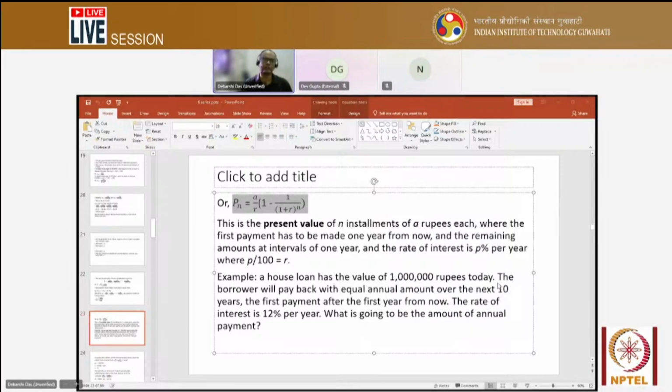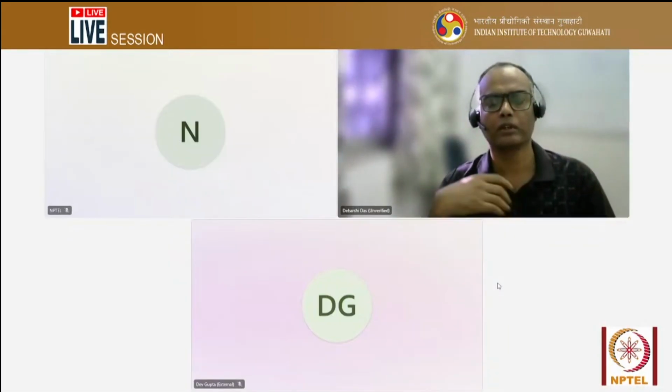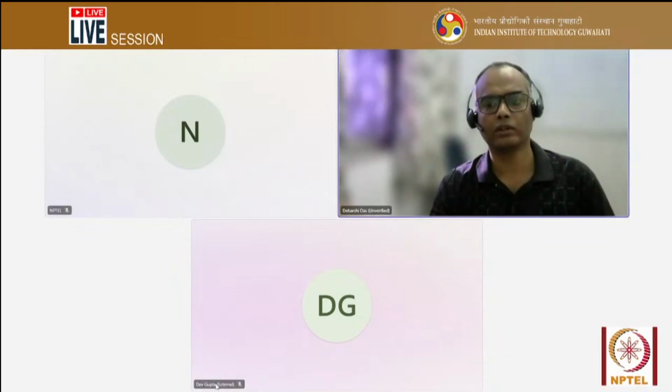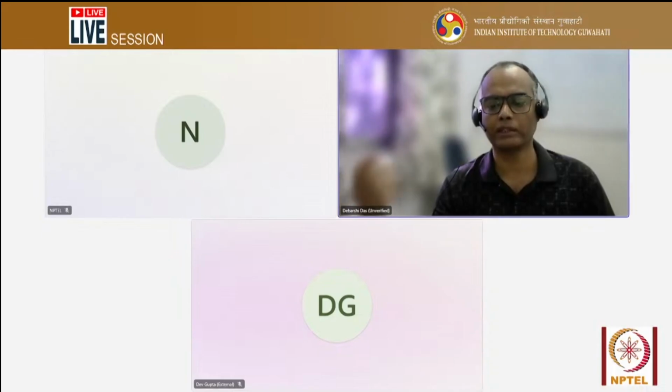Okay, so let me stop the sharing option. So this is the way in which you can use this in various applications. For example, suppose you are doing some investment, right? Maybe you are building a factory, but the factory you are putting some money right now.